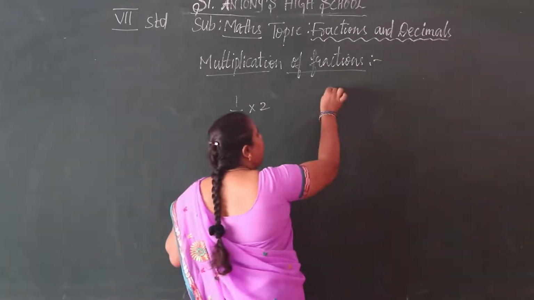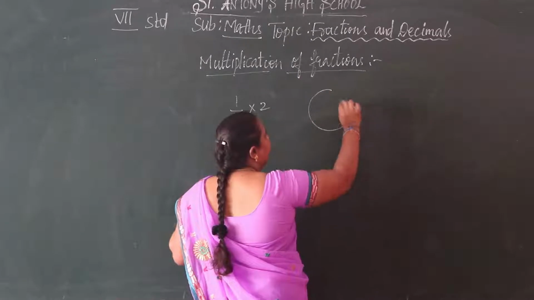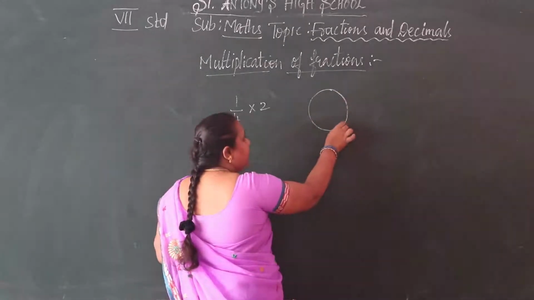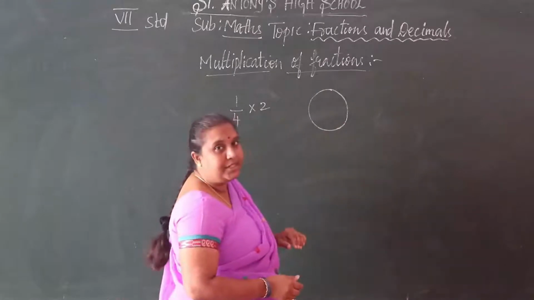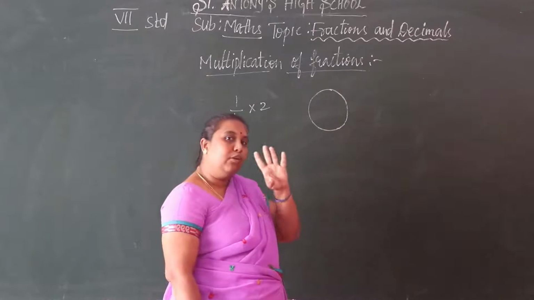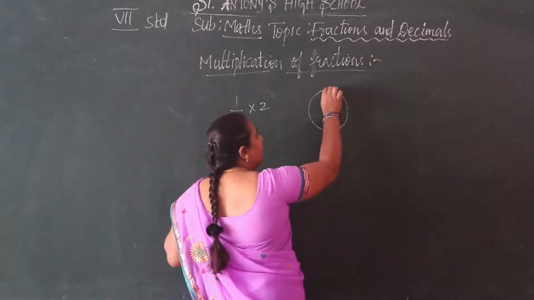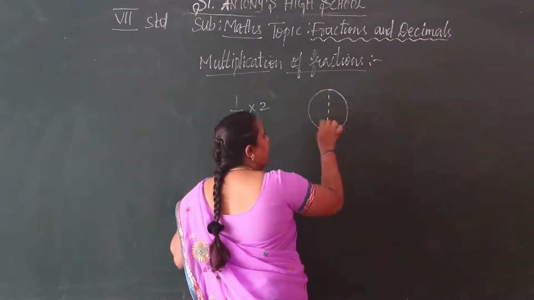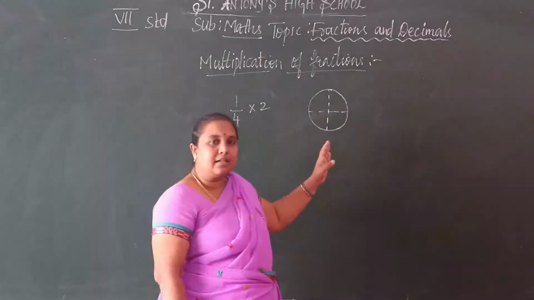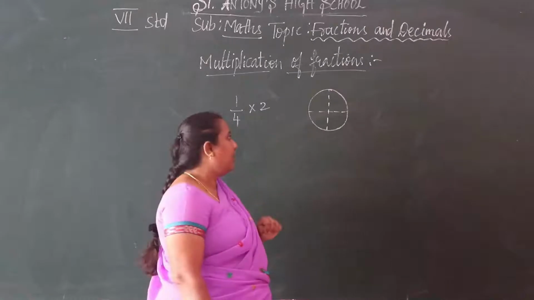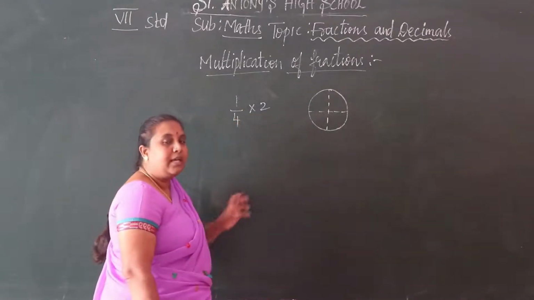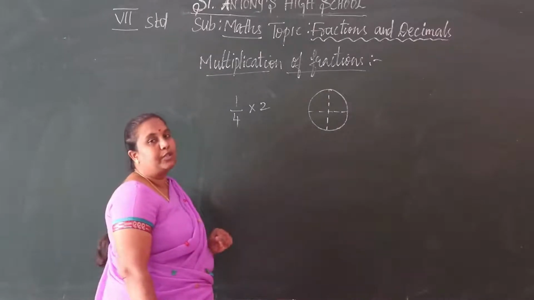Okay, so now I am taking a circle. It looks like a circle now. Is it right, children? Now we are dividing this circle into 4 parts. See, we divided this circle into 4 parts. So that is 1/4 of that part, which is multiplied 2 times.